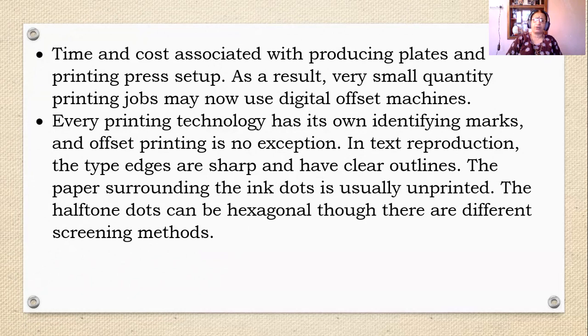Every printing technology has its own identifying marks, and offset printing is no exception. In text reproduction, the type edges are sharp and have clear outlines. The paper surrounding the ink dots is usually unprinted. The halftone dots can be hexagonal, though there are different screening methods.